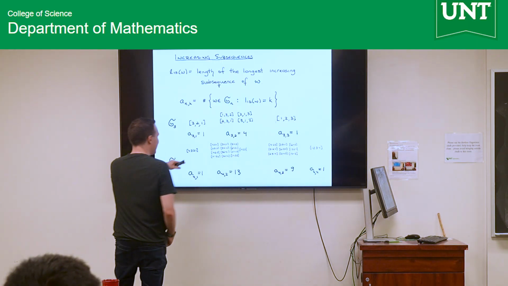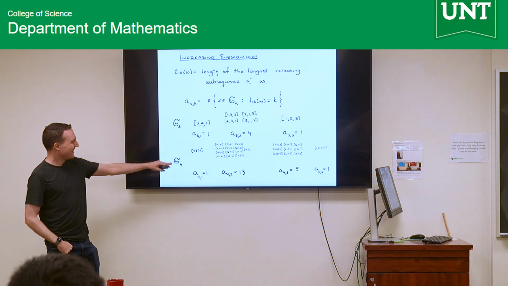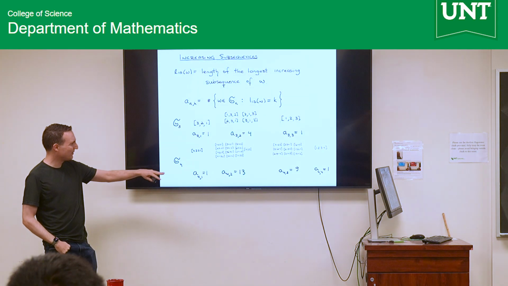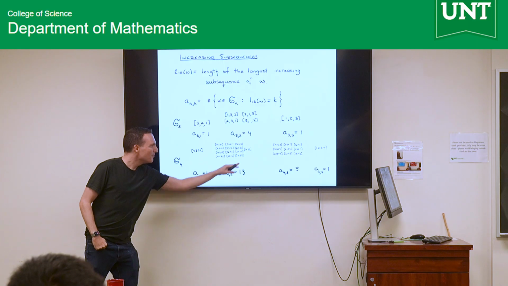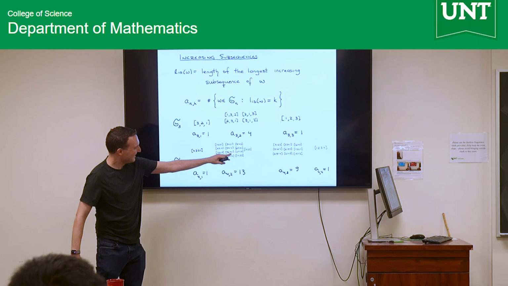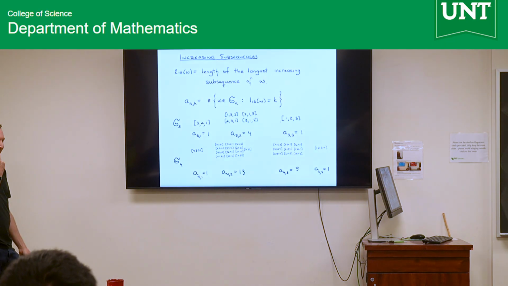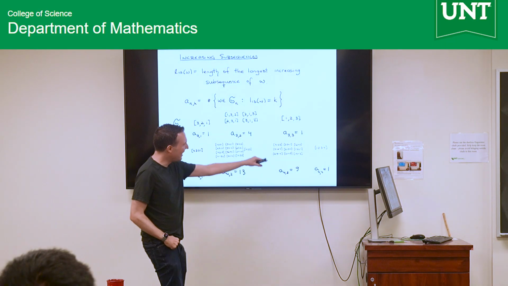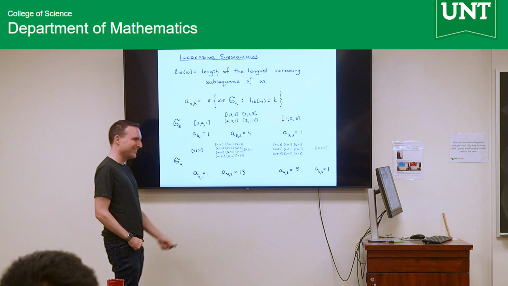S4 is a little bit more interesting and only questionably visible. Sorry about that. So we get the number 1, and then it turns out there are 13 permutations in S4, and you can't actually check my work, it's too small. There are 13 permutations whose longest increasing subsequence is length 2, 9 with longest increasing subsequence of length 3, and 1 with longest increasing subsequence of length 4.